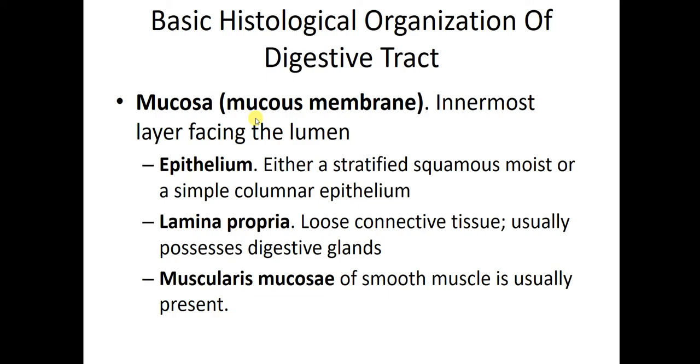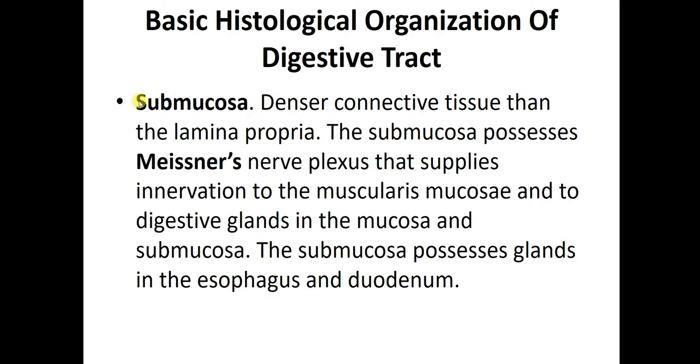But now let's continue. After the muscularis mucosa, we have submucosa. Submucosa is a dense connective tissue. It's denser than lamina propria. By some definitions, submucosa is also described as loose connective tissue, but it's like a transitional stage between dense and loose connective tissue.